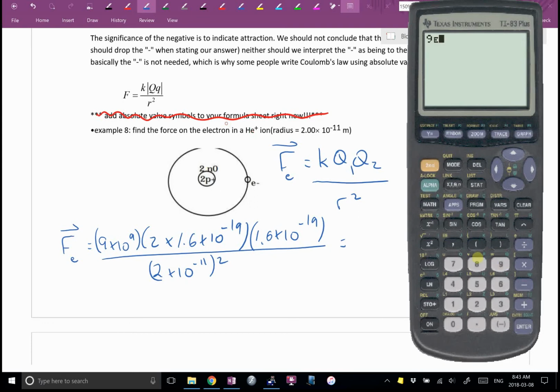9 times 10 to the 9th times 2. Ira, in this question, as a shortcut, I notice I have 1.6 times 10 to negative 19 times 1.6 times 10 to negative 19. By a fluke, because the charges happen to be the same magnitude, I'm going to go 1.6 times 10 to the negative 19 squared. That's not actually part of the equation, but I'll take that shortcut since it's sitting there. Divided by 2 times 10 to the negative 11 squared. Do you get 1.15 times 10 to the negative 6?